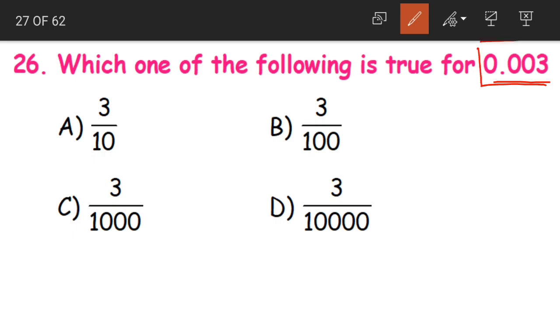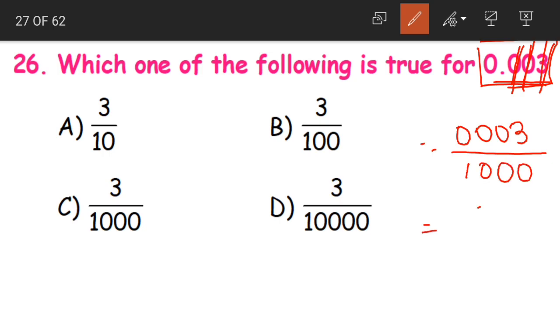That means we need to write the fractional form of the decimal number 0.003. What will be the fractional form? Write the number as it is without the decimal point, divided by 1, and count the number of decimal places. We have 3 decimal places, so 3 zeros after 1.